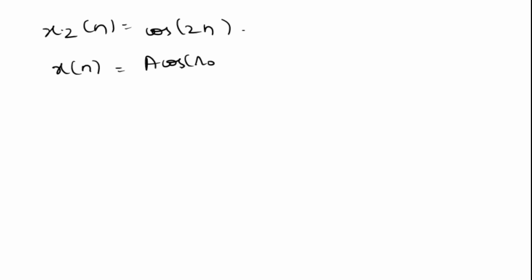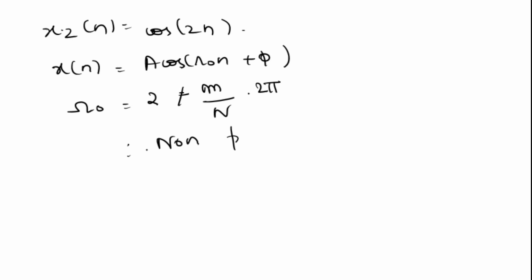Next one, x2 of n is equal to cos 2n. So comparing this equation with x of n is equal to a cos ohm naught of n plus phi, then ohm naught is equal to 2, which is not equal to m by n into 2 pi. That means it is non-periodic signal.